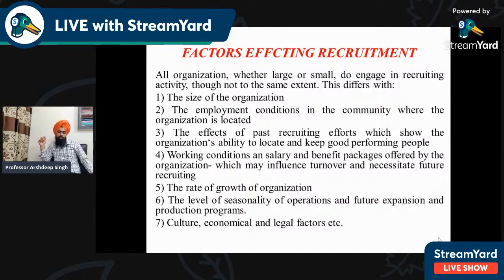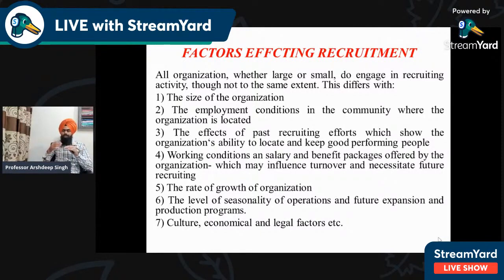Next, working conditions. For example, the salary and benefit packages offered by the organization. That is the main point. In every job, we always seek a good and efficient salary status, and fewer working hours. It should be according to the working condition, and these are some of the points which we look for when applying for a specific job. Salary and other benefits are always at the top of the applicant's priority, so that always affects the recruitment process.